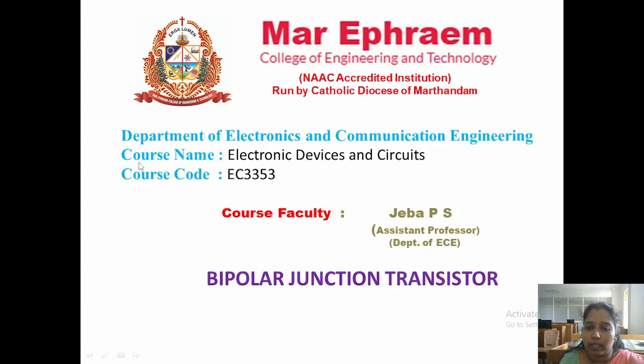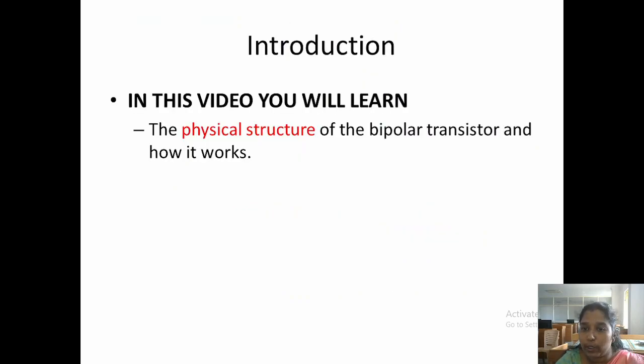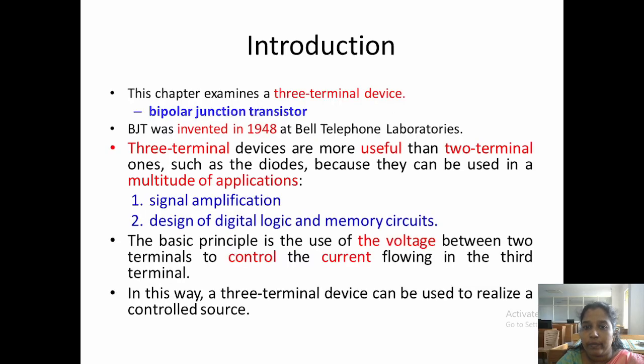And today in this video we are going to see about the bipolar junction transistor. In this video we will learn about the physical structure of the bipolar transistor, its VI characteristics, and how it works. In this chapter on the BJT, a three-terminal device, we call it a bipolar junction transistor. The BJT was invented in 1948 at Bell Telephone Laboratories.